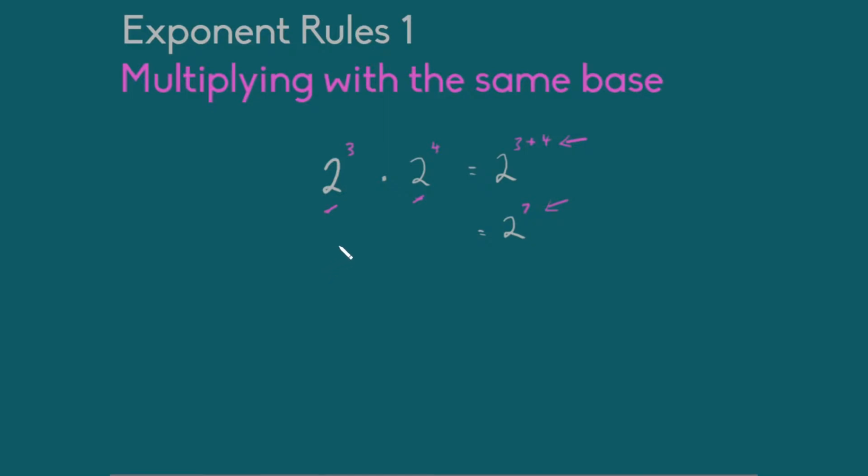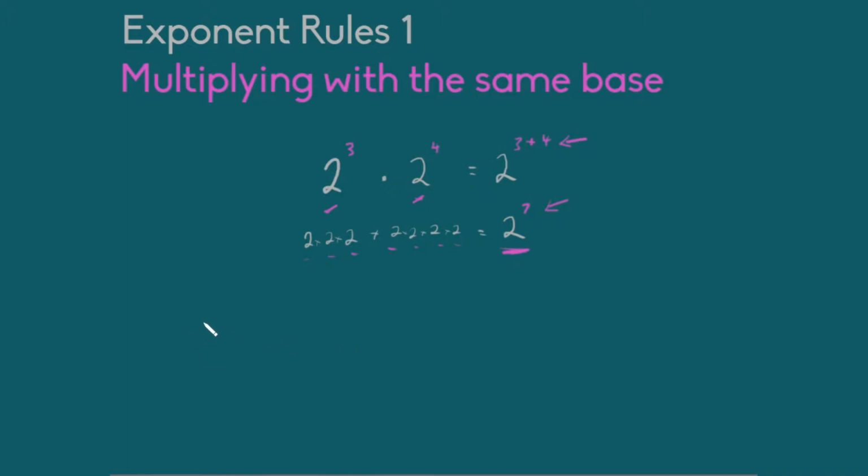And one thing that's useful is, if we forget how these exponent rules work, we think about what this actually means. What is 2 to the power 3? Well, that's 2 multiplied by itself 3 times, whereas 2 to the power 4 is 2 times 2 times 2 times 2. And if we multiply these together, we have 1, 2, 3, 4, 5, 6, 7 2s. And so this is 2 to the power 7, which is 3 plus 4.